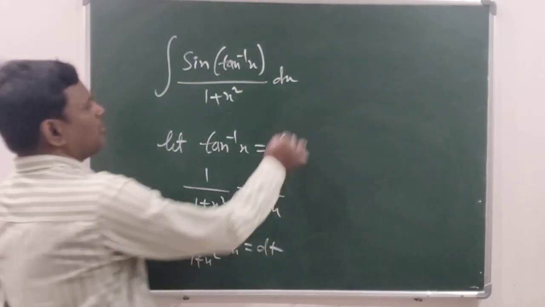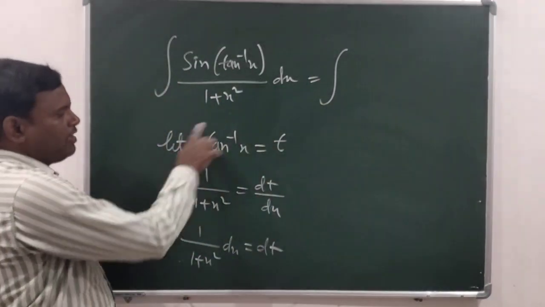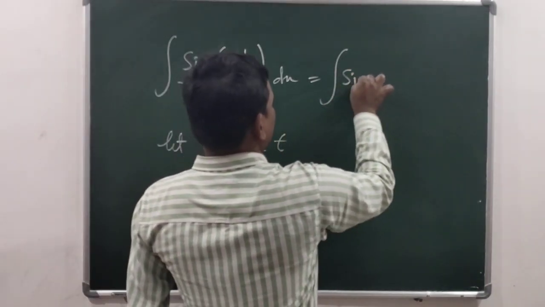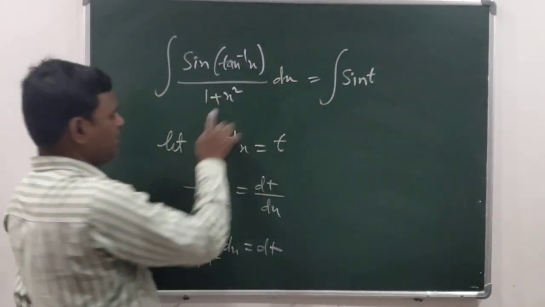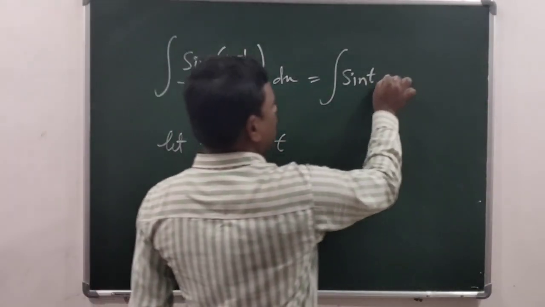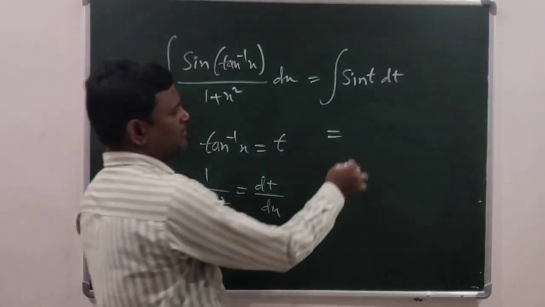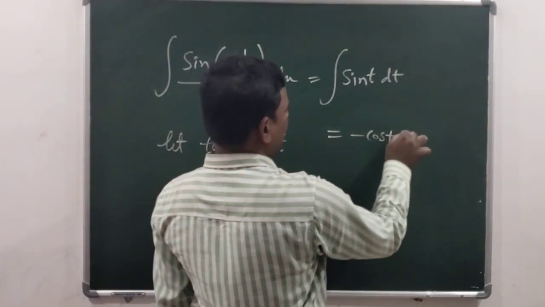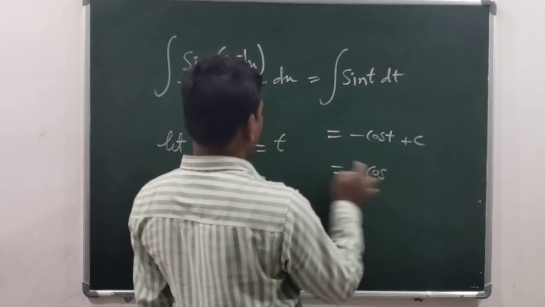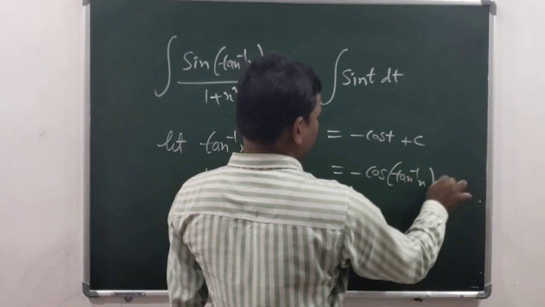Right. Now see, here we have taken this one as t. Now replace this one by t. Now sin t dt, as dx by 1 plus x square can be written as dt. Now you know integral of sin t dt is equivalent to minus cos t plus c. So now minus cos of the value of t, tan inverse of x, plus c.